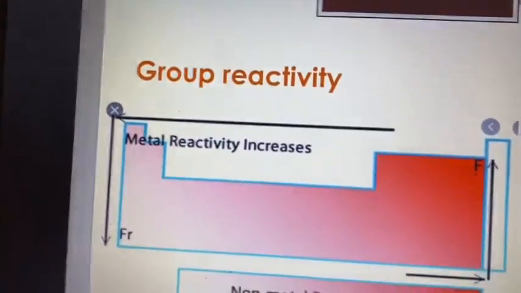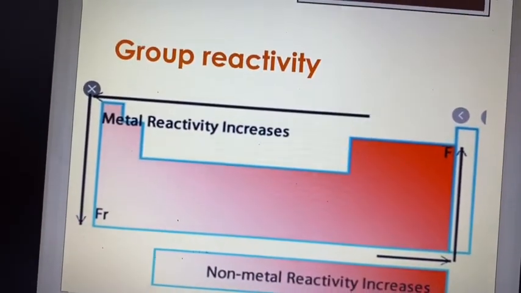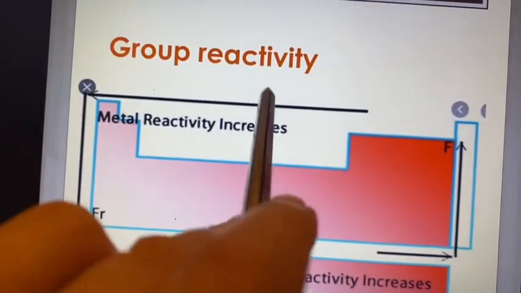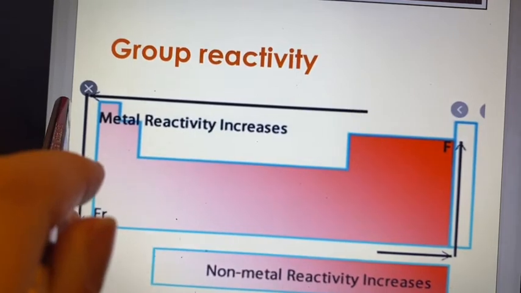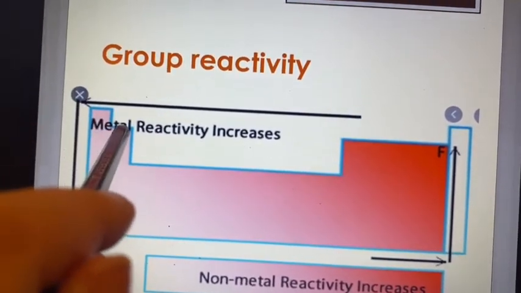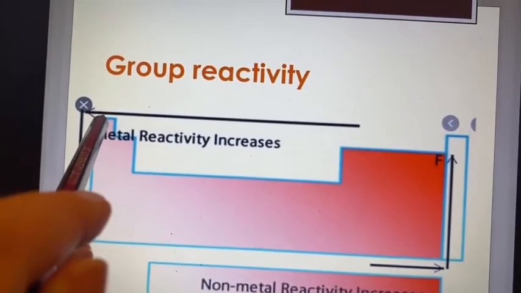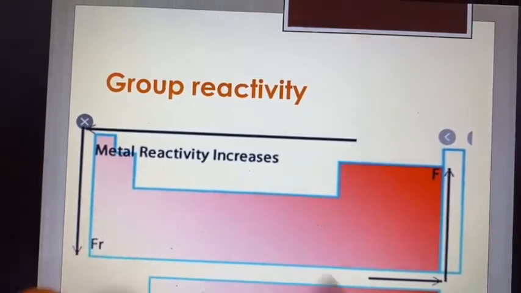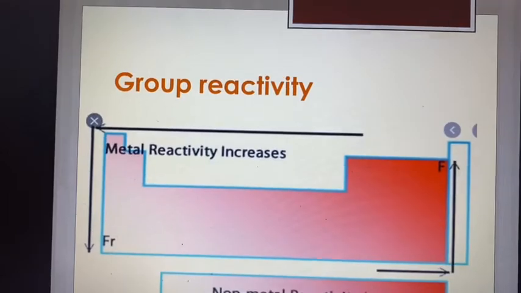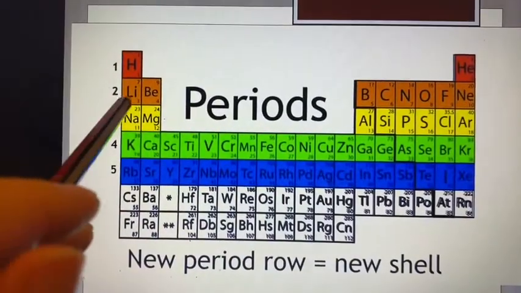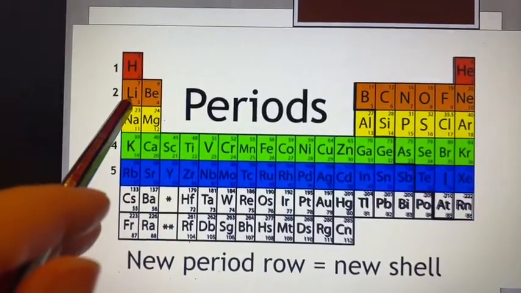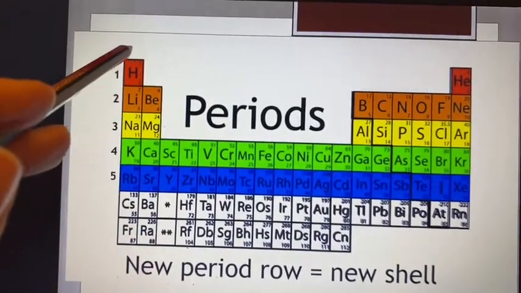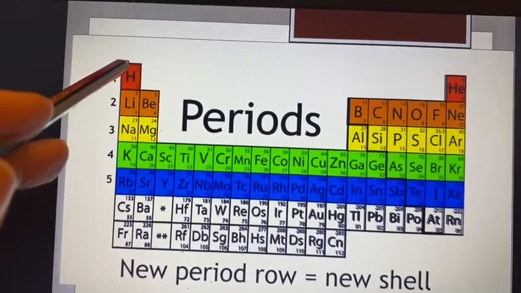Okay, you have here this trend in the reactivity of metals. As you go to the left, the reactivity increases. That is, the reactivity of group number 1 is more than the reactivity of group number 2. For example, the reactivity of lithium is more than the reactivity of beryllium. So going in this direction, the reactivity of metals increases.